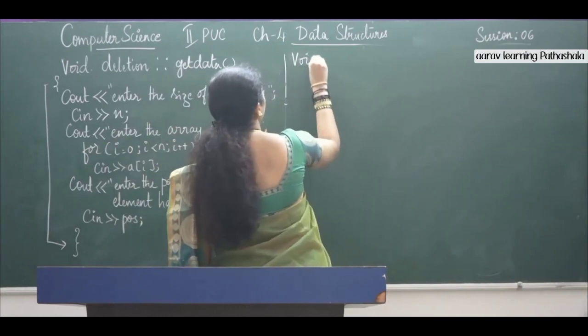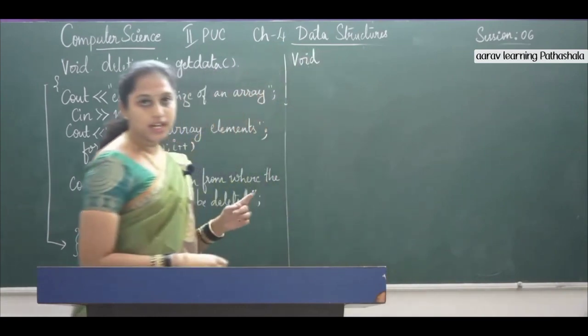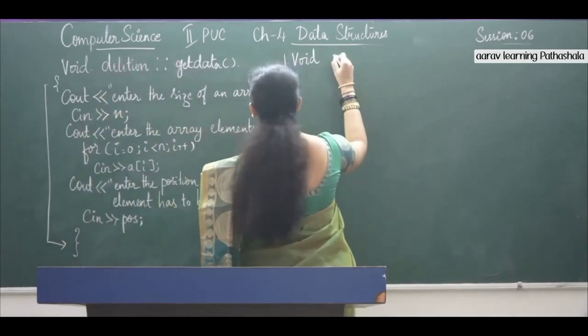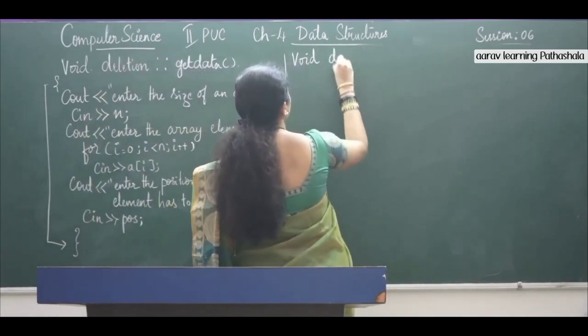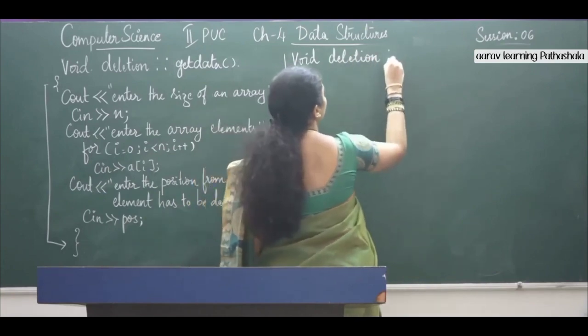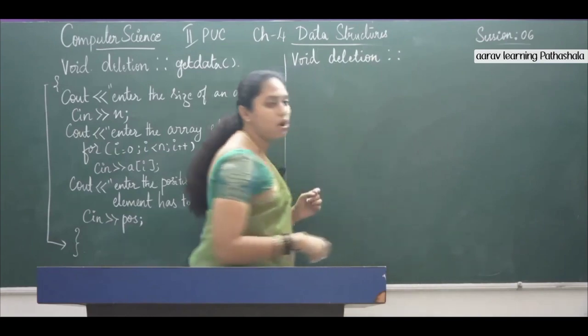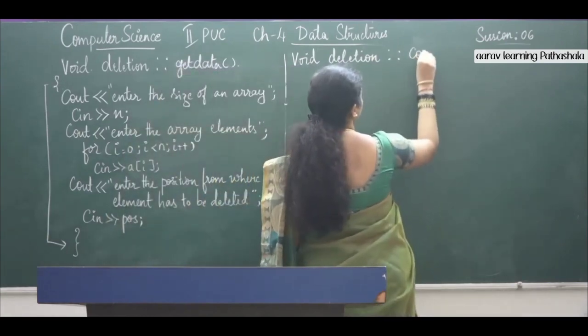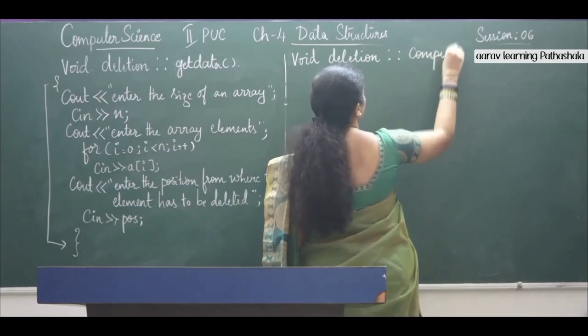So we are defining the function outside the class. So we have to first mention the return type followed by the class name. What is the class name? The class name is deletion followed by scope resolution operator followed by the function name. What is the function name? Compute.